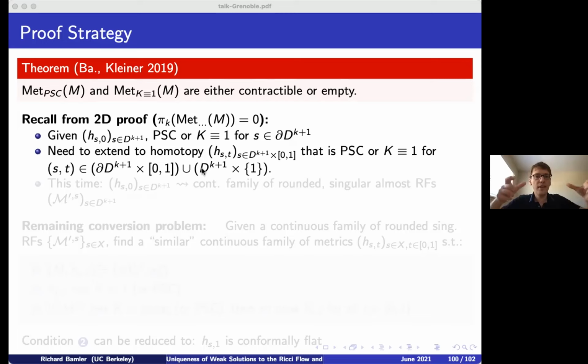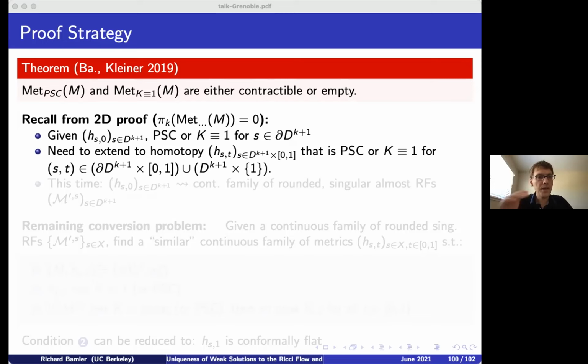Okay? So again, the metrics that are given, due to the fact that we want to show that the kth homotopy group vanishes, correspond to the metrics h_{s,0}, where s is contained in the boundary of the K+1 disk. And this set, okay, so this corresponds to the boundary of D^{K+1} cross 0. And this set is diffeomorphic or homeomorphic to a K+1 disk, which bounds this K-sphere. And so if we restrict this family to the subset, we get a null homotopy of the given family of metrics.